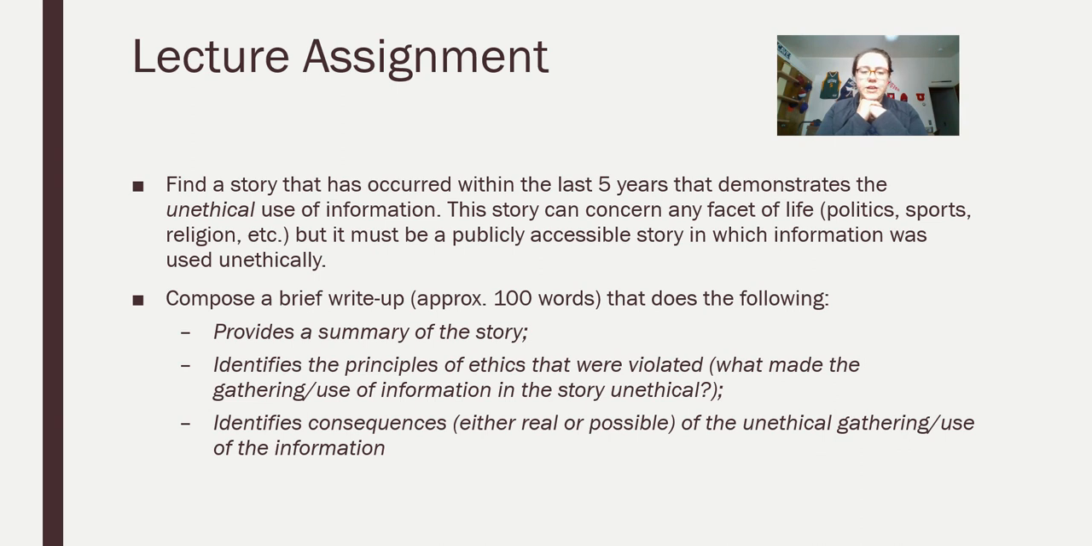And then I want you to identify the consequences, either real or possible. So if this unfolded and someone used information unethically and we saw a direct result, you can include that, or what you think should be, was the consequence of the unethical gathering slash use of the information. So either what did happen or what do you think ought to have happened or might have happened because that information was used unethically. So for example, if you're saying, oh, well, this public figure spoke out about this, but intentionally used incorrect information, well, maybe that person got fired the next day. That could have been a real consequence.